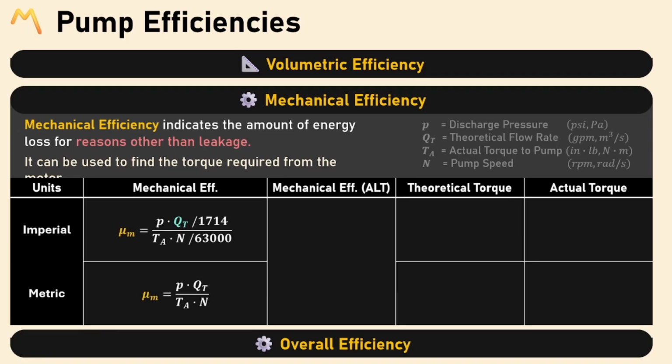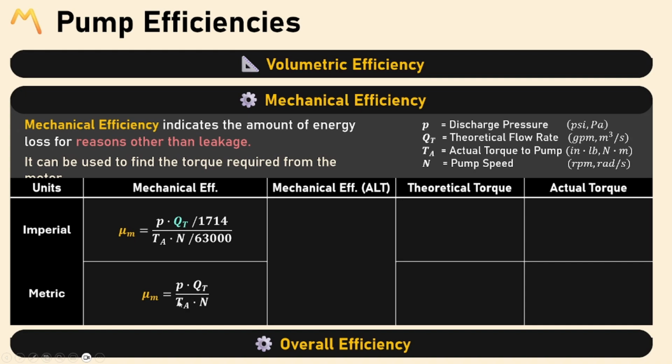So, starting off, mechanical efficiency is indicated with a symbol mu sub m. So mu sub m for mechanical and mu sub v for volumetric. Looking at the metric equation here, we can see that it is P times Q sub T divided by T sub A times N, where P is the discharge pressure, either in PSI for the imperial and pascals for the metric, Q sub T, which is the theoretical flow rate, either in gallons per minute or cubic meters per second. T sub A is the actual torque to the pump.